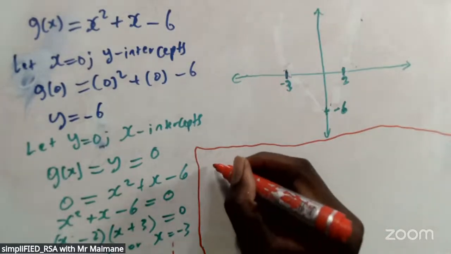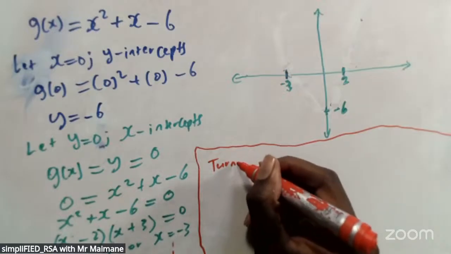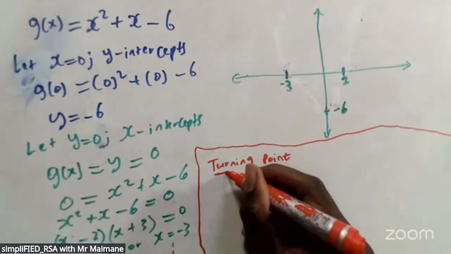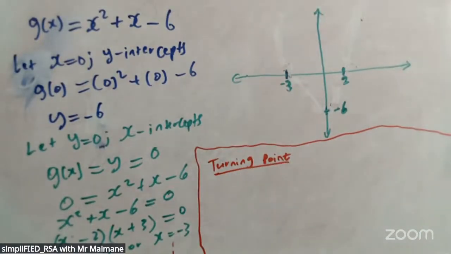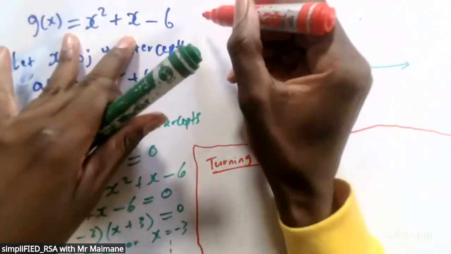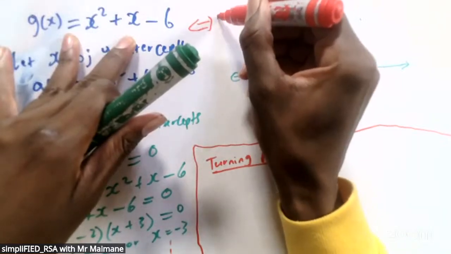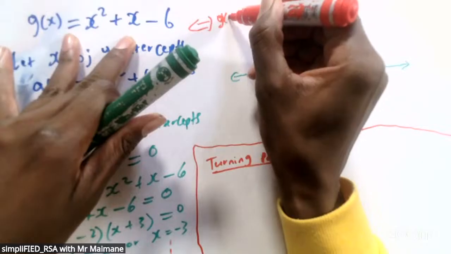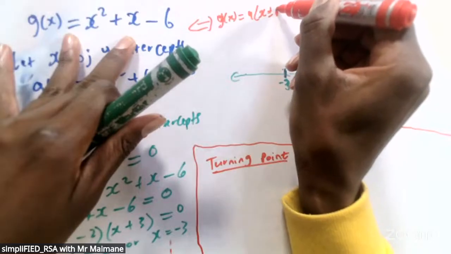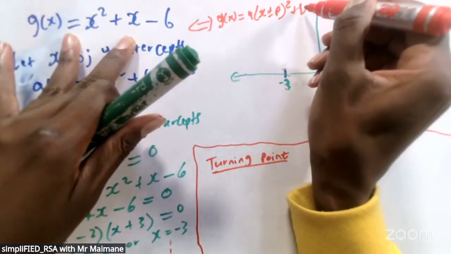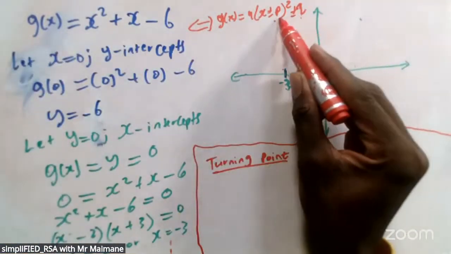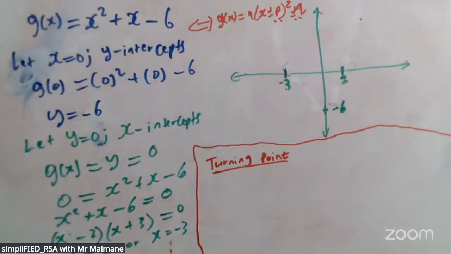To find our turning point, there are two ways. For those who enjoyed that lesson of completing the square, you can complete the square for this one and write it in vertex form. Do you remember? You would write it in the form g of x equals a into (x plus or minus p) squared plus or minus q. So you know that your turning point, you will take it from here. But that's another story. We don't have time to complete the square now.